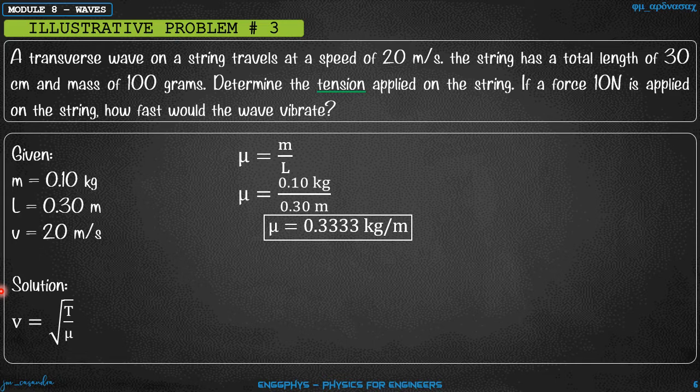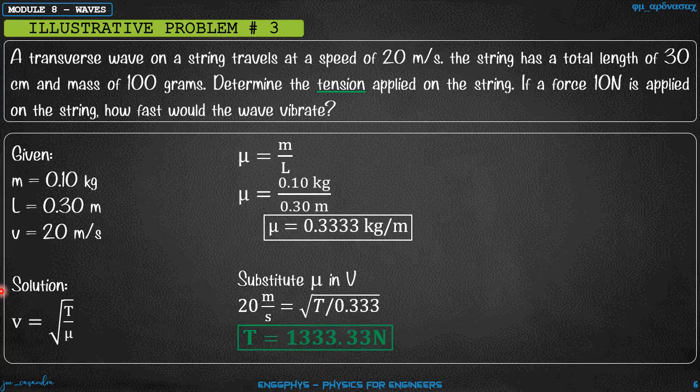So substitute this value in our equation. We'll have 20 meters per second is equal to the square root of T divided by 0.333, or the tension is equal to 1333.33 newtons. Okay?